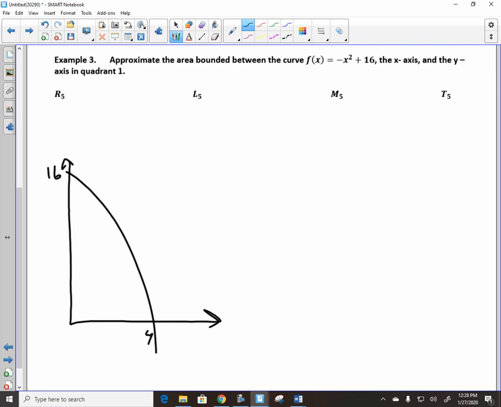All right, so I need to find right hand of 5 intervals. What is the width of the entire interval? 4. How many subintervals are there? 5. So what's the width of each interval? 4/5 or 0.8.